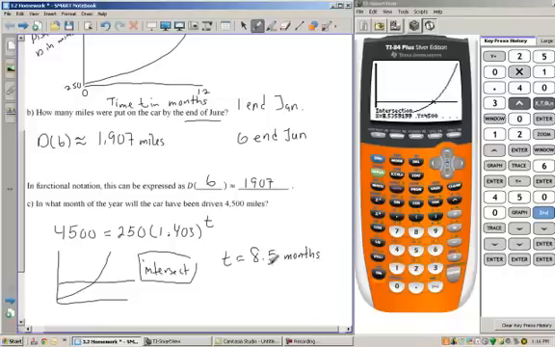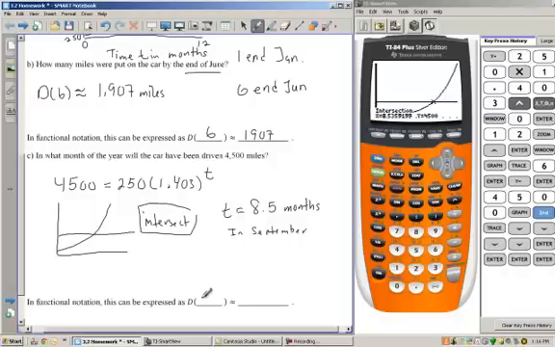months. And so if you think about this, 8 is the end of August, so 8.5 will put me into September. So in what month of the year? In September, the car will have been driven about 4,500 miles, and we can write this in functional notation. D of 8.5 equals about 4,500. It's approximate because we rounded this t value.